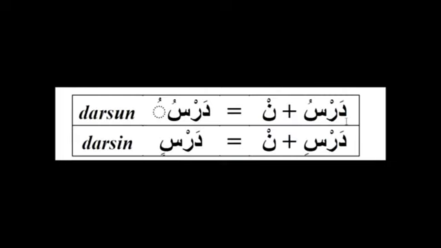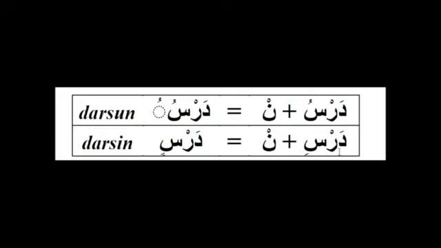So here, let me show you an example. Darsun. So instead of putting the noon at the end to write darsun, for some words we would just put double dhamma. But in modern Arabic today, there is another symbol for that, and I'll show you shortly.